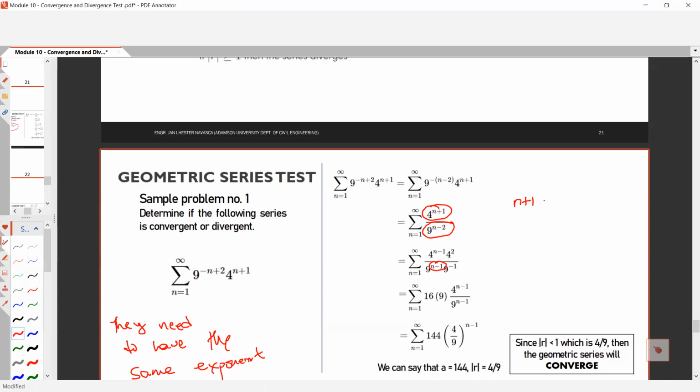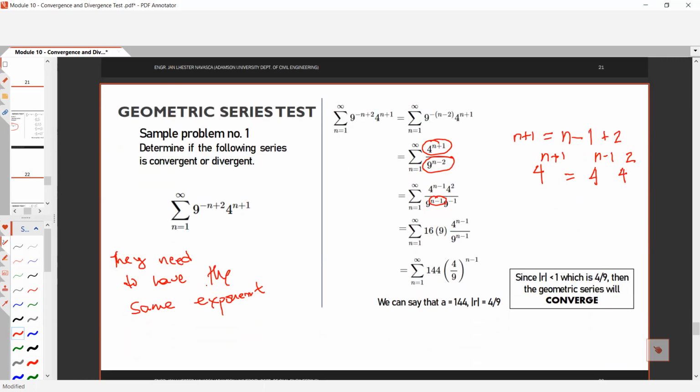Yung n plus 1, you will arrive dapat sa n minus 1 para pareha siya ng exponent sa ilalim. Pero that is not equal, di ba? So, anong gagawin mo para maging equal sila? Mag-a-add ka dito ng positive 2. Okay? So, therefore, your 4 raised to n plus 1 will be equal to 4 raised to n minus 1 multiplied by 4 squared.